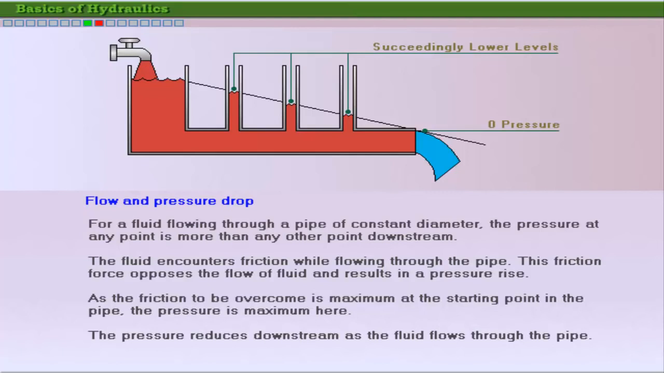Here, the pressure is maximum at the start of the pipe because the friction that must be overcome is maximum at this stage. Similarly, the pressure at the end of the pipe is minimum as the friction to be overcome is minimum. The figure here illustrates the principle of pressure drop due to friction. The succeeding pressure drops are shown as decreasing heads in succeeding pipes.